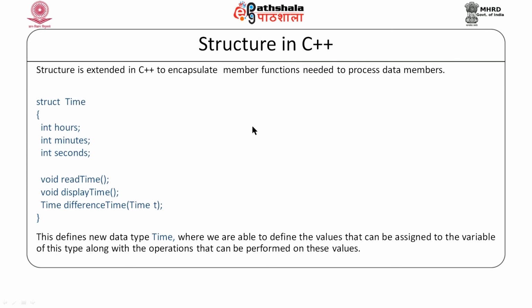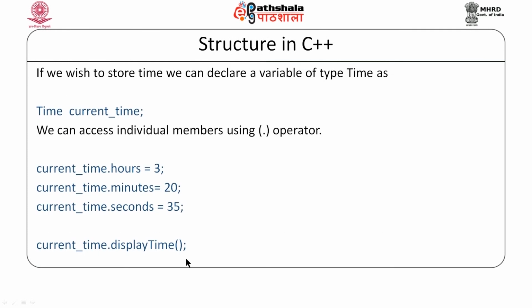You would see that the structure in C and C++ are conceptually different. In C, we are only able to encapsulate the data part of it. In C++, we are also able to encapsulate the operational or functional aspects along with the data. If we wish to access the data of this structure, as we used to do in C, we can use the dot operator to access the members of this structure. We can use the dot operator to access the data members, and we can also use it to access the member functions of the structure.